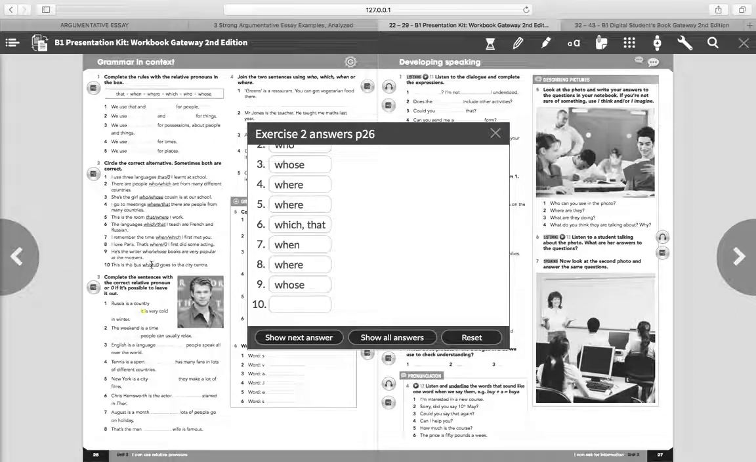This is the bus. Goes to the city center. Of course, you can't omit it because there isn't any subject. Okay, what goes to the city center? It's not obvious, so the answer is which. Okay, check your answers, please.